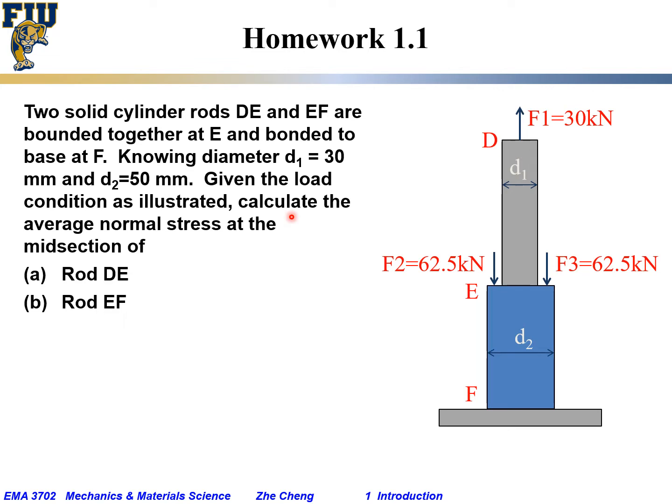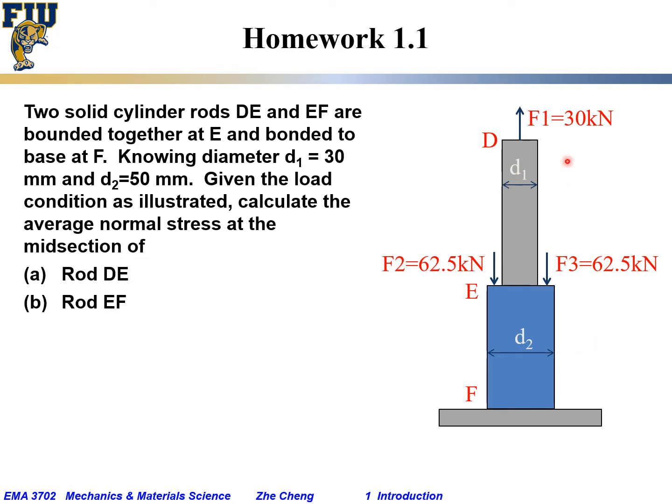Given the load condition as illustrated, a centric pulling force at the top D, F1 is 30 kilonewton, and the two forces F2 and F3 in a plane of symmetry uniformly distributed at E point, both pointing downwards. So we want to calculate the average normal stress. When we say normal stress, we mean the stress when the force and the plane of interest are perpendicular to each other. At the midsection for rod DE, somewhere here, and at the midsection for rod EF, somewhere here.